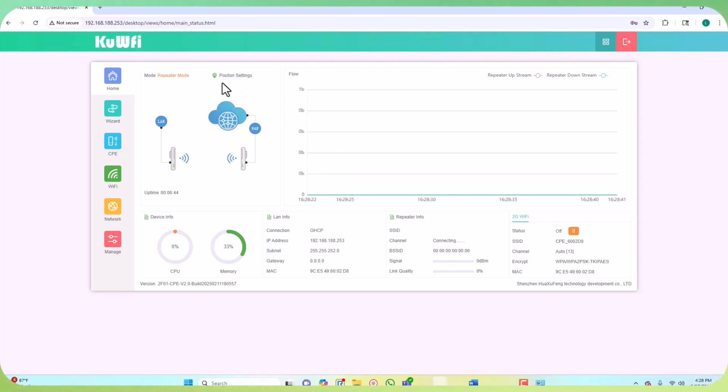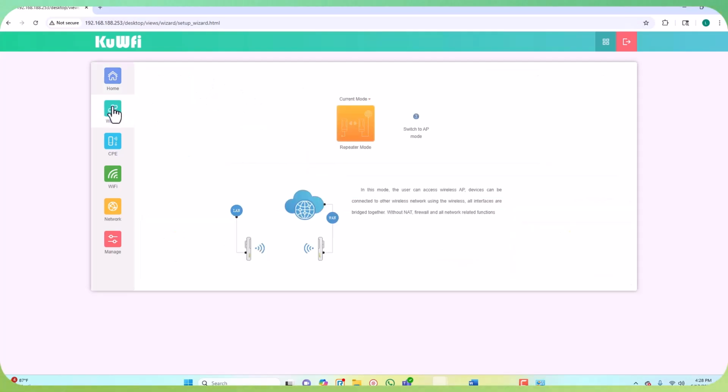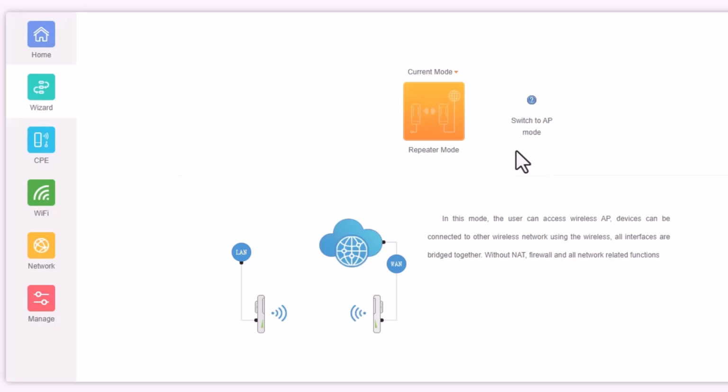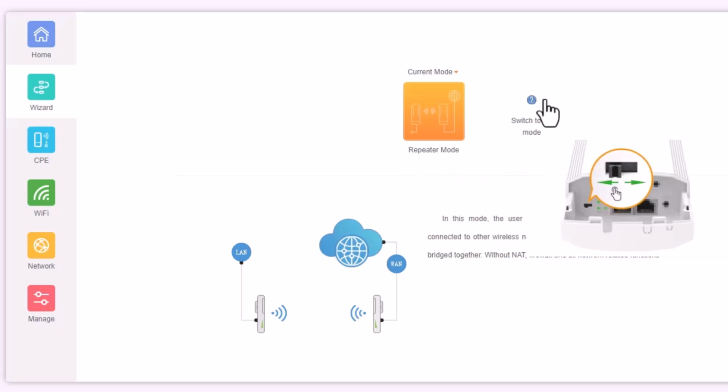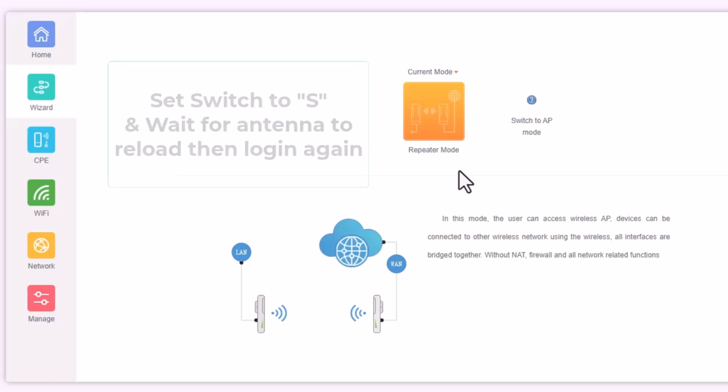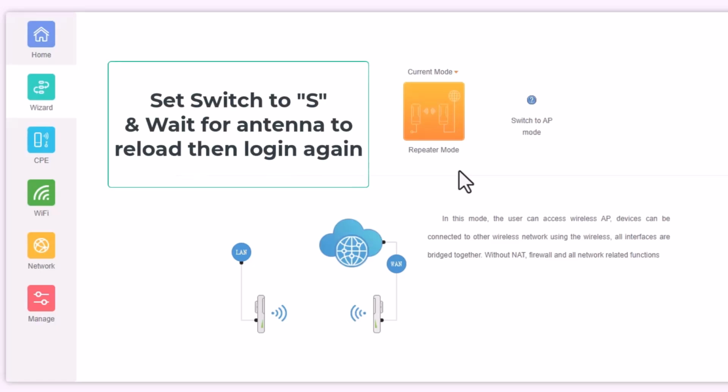Once you're logged into the dashboard, we're going to go to the wizard, and then we're going to click on repeater mode right here. If you notice that this says AP mode, and over here it says switch to repeater mode, then what you'll want to do is go to your antenna next to that Ethernet port and make sure that little lever that's there, that little switch, is set to S, not M. All right, so we want to make sure we check that lever, make sure it's set to S, not M.